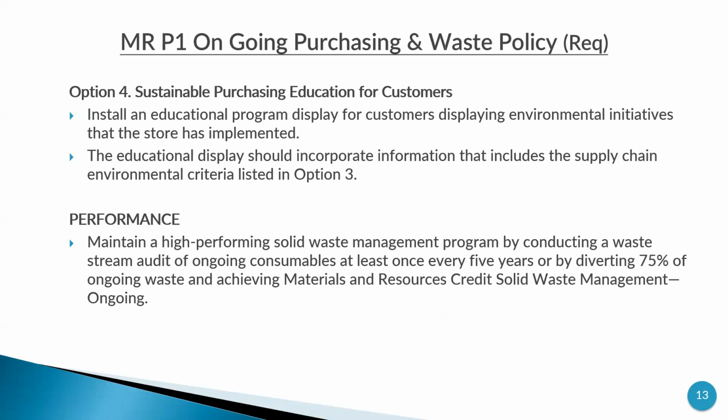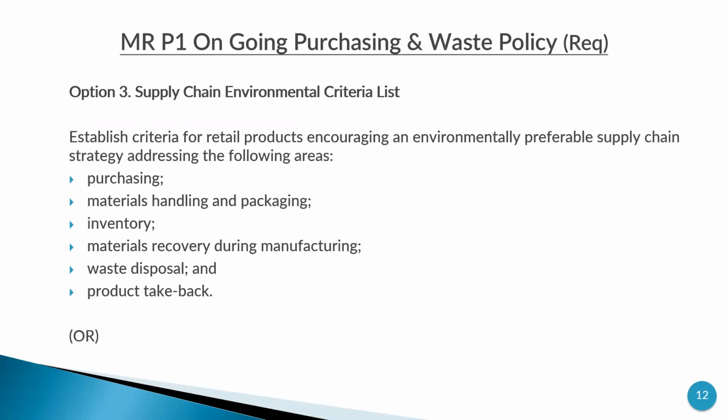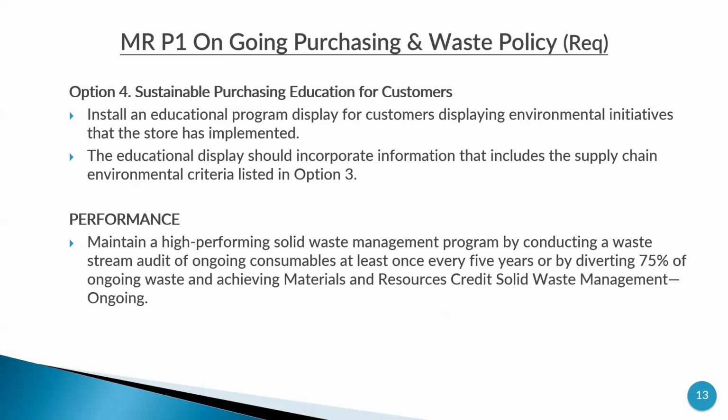So in total, we have four different options. Option 1 is about the survey. The second option is about the education program. The third one is about the environmental criteria list that we need to conduct. And the fourth one is about purchasing education for customers.